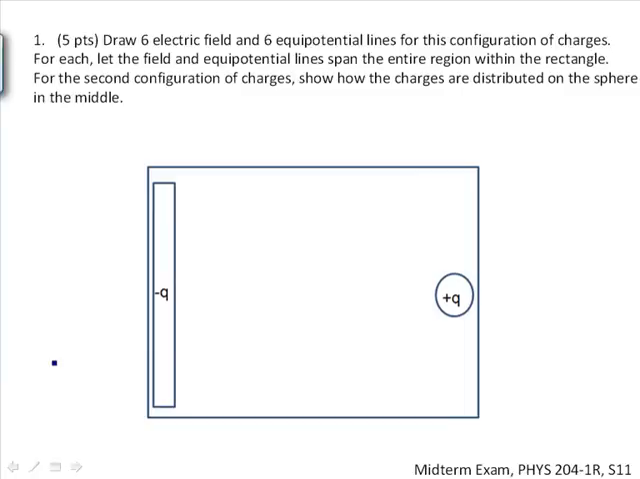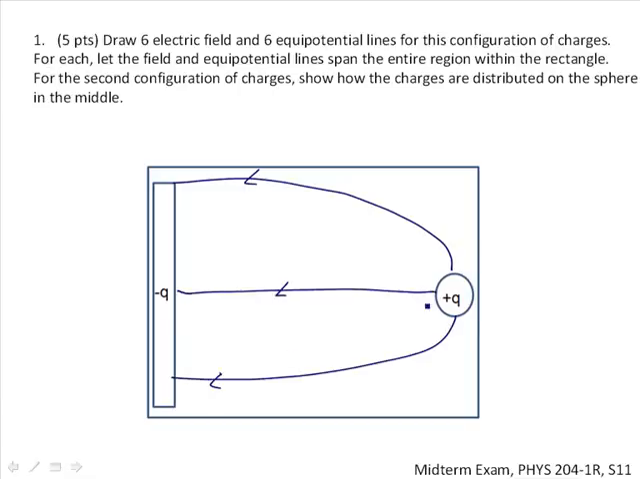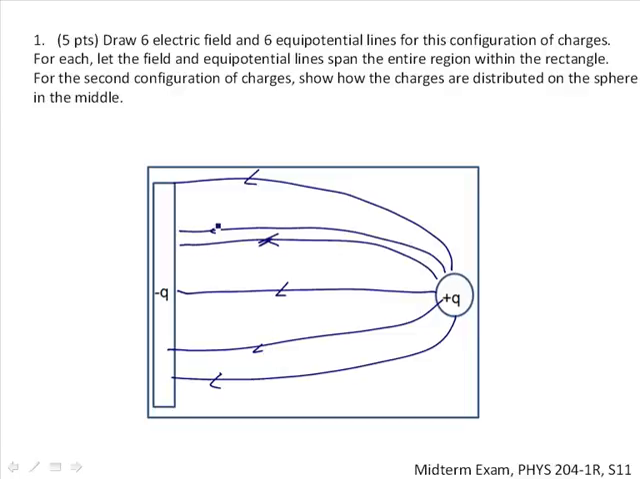So here our electric field lines run from positive to negative. They're going to look like this, just like we did in lab. Here it runs straight across. Let's see, I need 6 lines. Throw in another one there.